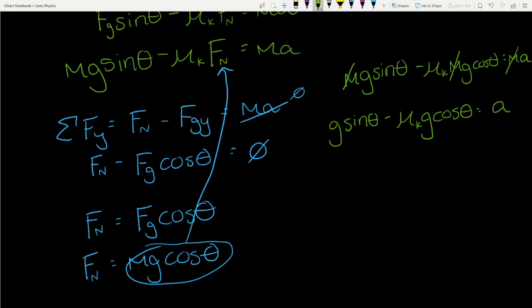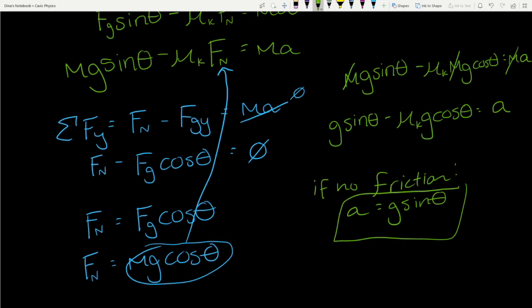Equals acceleration. So if there was no friction, your acceleration would just be g sine theta. But because there is friction, we have this mu k g cosine theta component, basically taking away from our acceleration because there's friction.